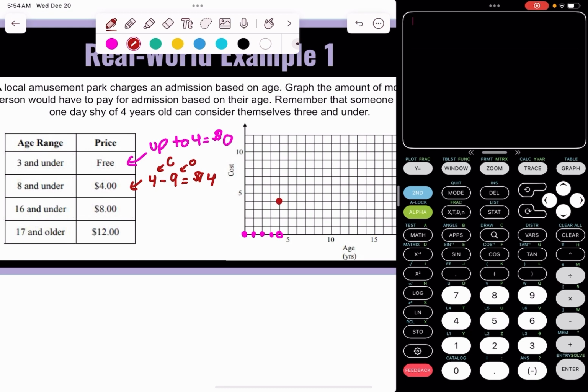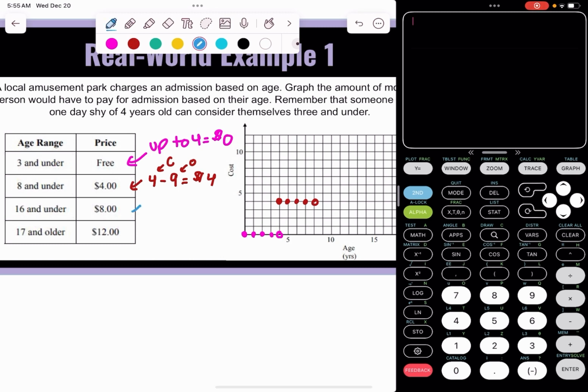At 5, 6, 7, I meant to put 8. And at 9, it's an open circle, because at 9, you're going to be in the next category where you're $8, but when you're 8 years and 300 days, you're very, very close to being 9, but you're not exactly 9, so we put an open circle there.